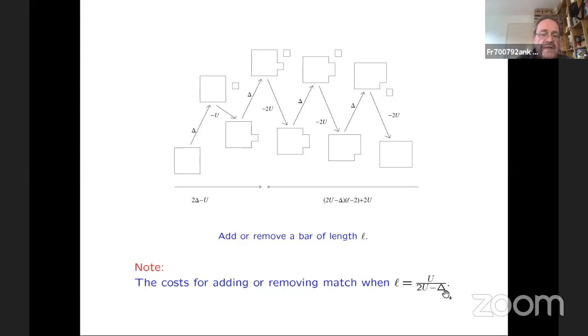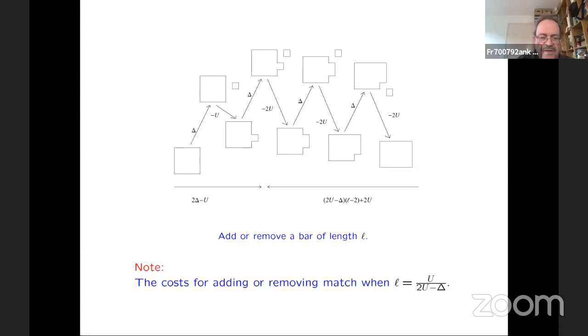So also in the mechanism of what it costs or takes to add or remove a bar, you see this number coming back again. And again, we have decided to assume that this is not an integer, so that LC is the upper integer part, so that these things can never form a perfect tie, in order to make things a little bit easier.